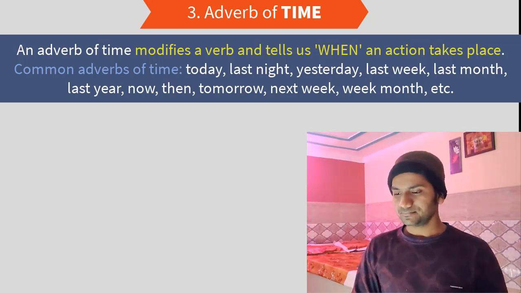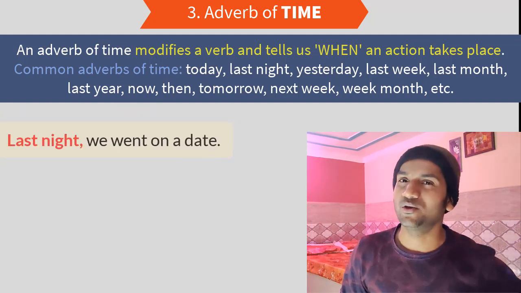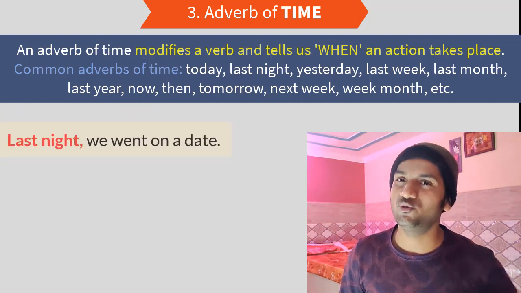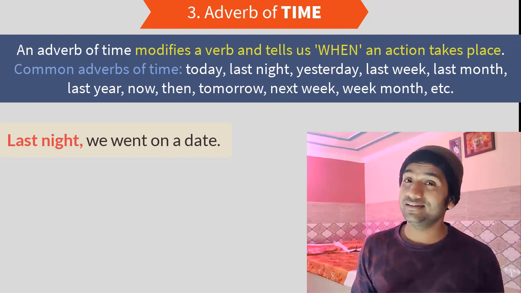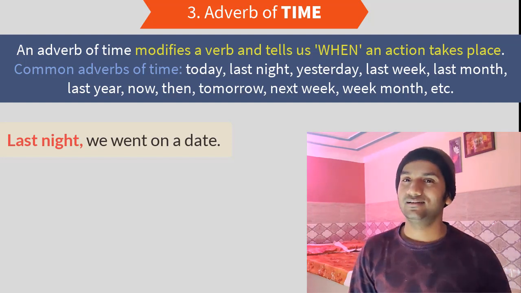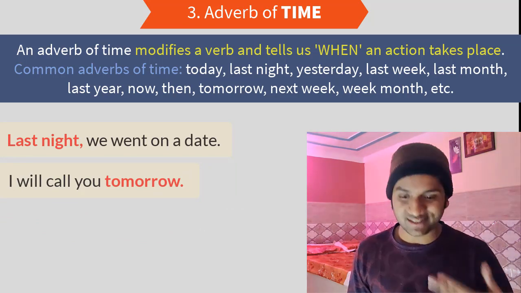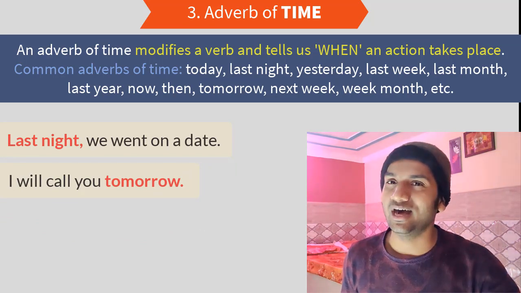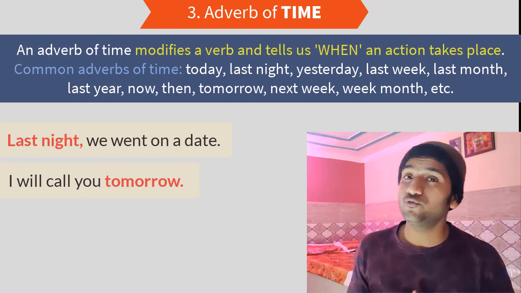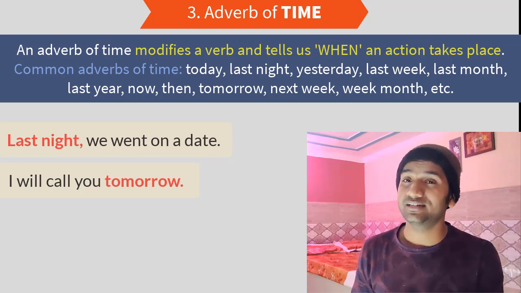For example, last night we went on a date. When did this action happen? Last night. I will call you tomorrow. I will do this action when? Tomorrow. Ask the question when to the verb to find out the adverb of time.